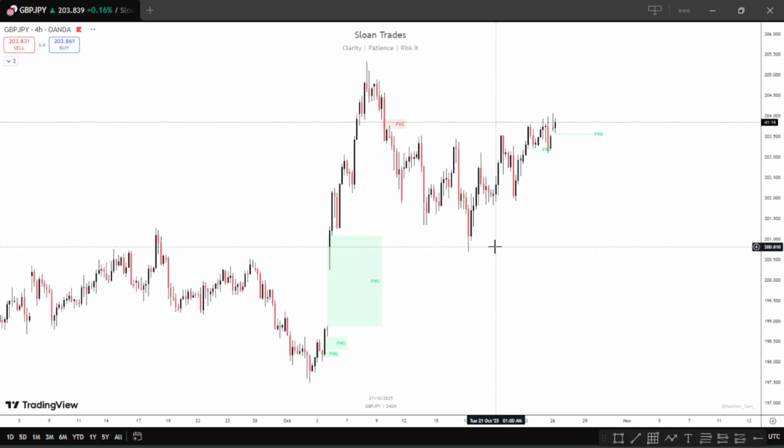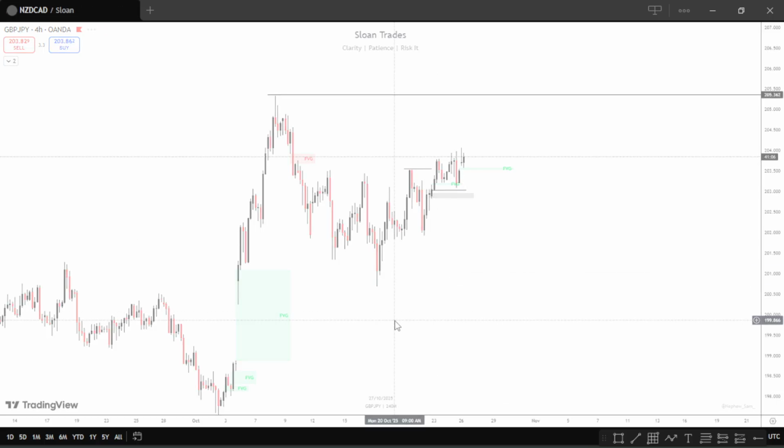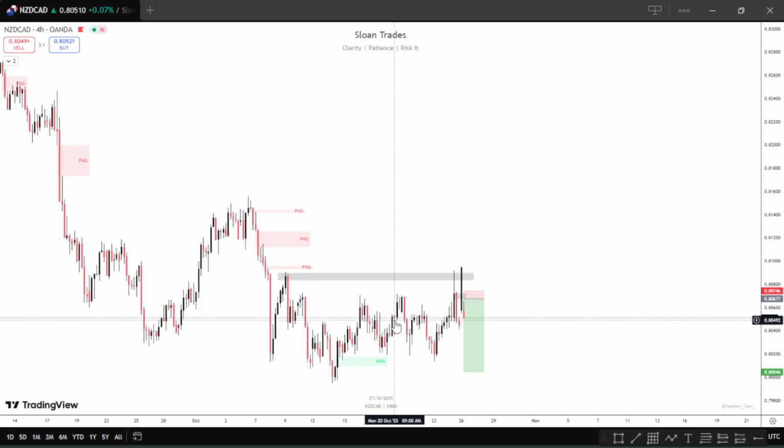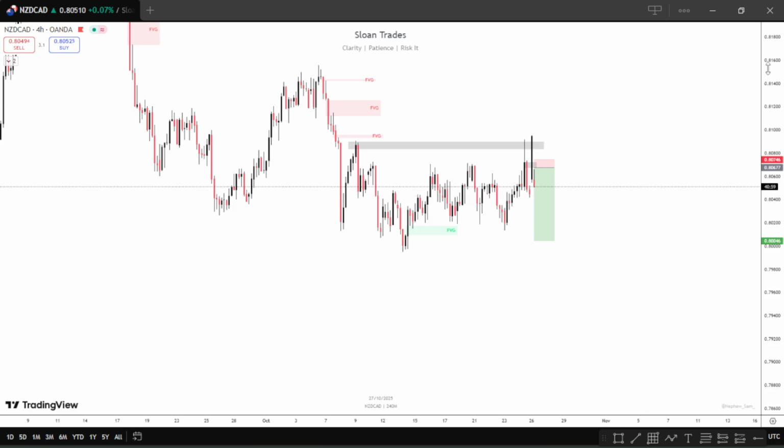Okay, so the next one is GBP JPY. GBP JPY is buys and it's similar to GBP AUD. I'm looking for USD CAD. Okay, before we proceed to USD CAD, let's discuss this one.